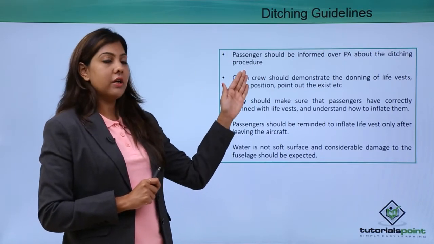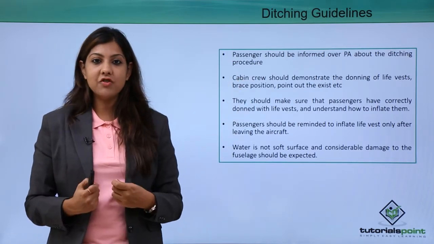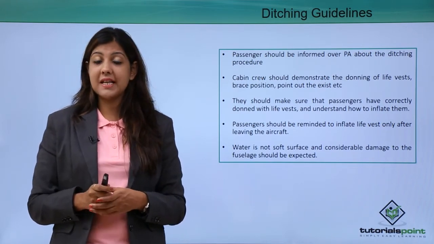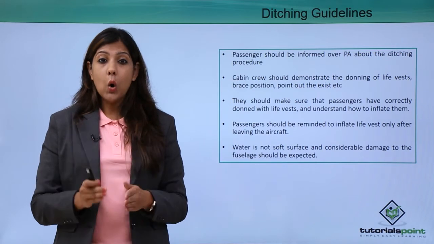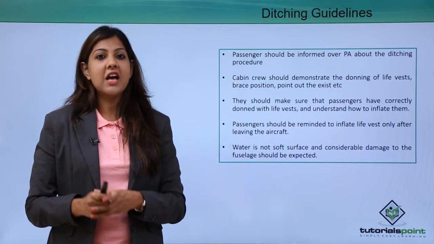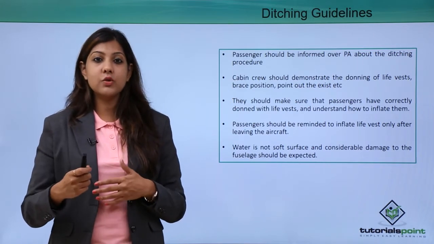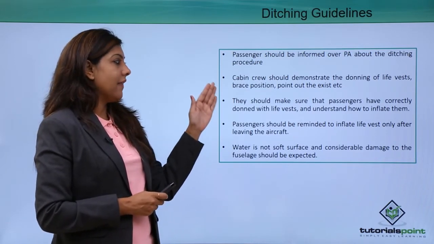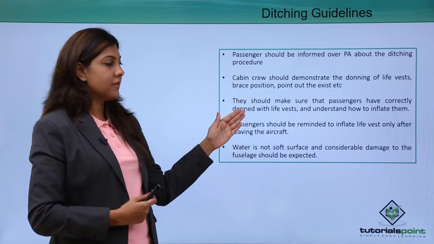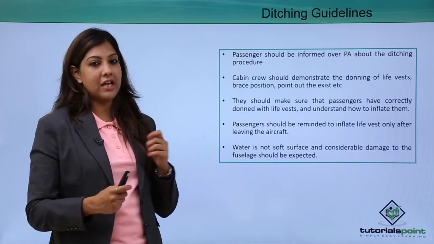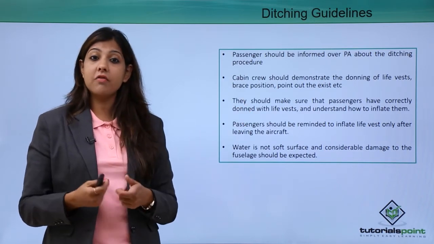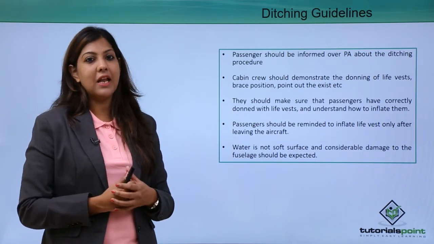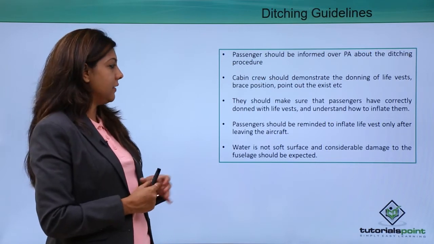The cabin crew should demonstrate how to wear a life jacket and how to inflate a life jacket. She also needs to inform the passengers that they need to inflate the life jacket only when they are exiting the aircraft and not before. Otherwise, it will impair the movement of the person. They should make sure that the passengers have correctly put on the life jacket and they understand how it has to be inflated. If it does not inflate automatically, you need to blow into the red tubes on the side. That will help the life jacket to be inflated.